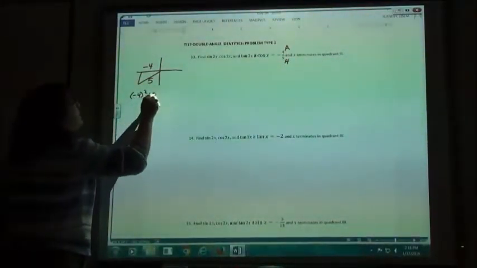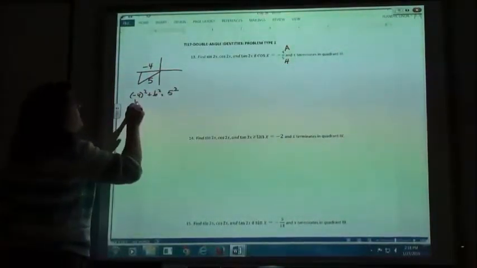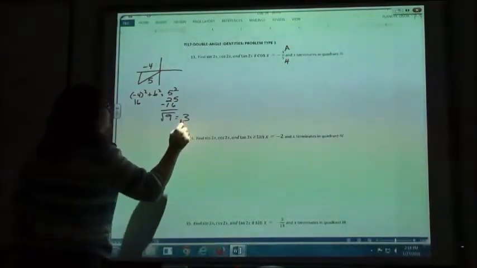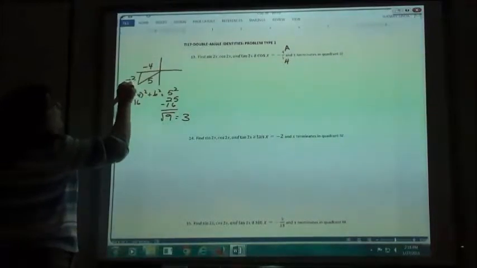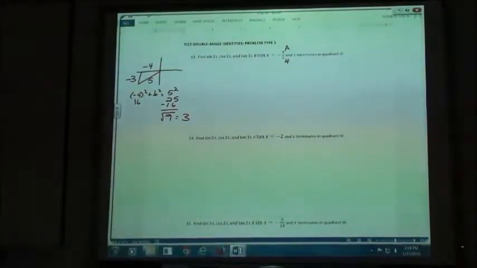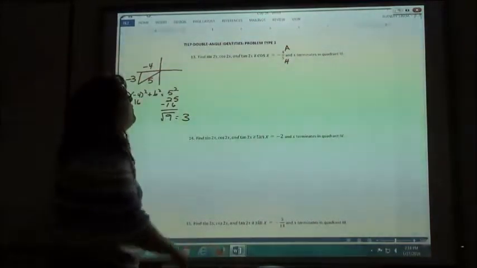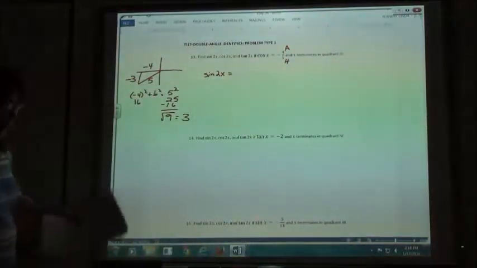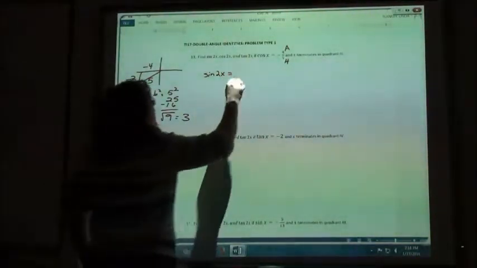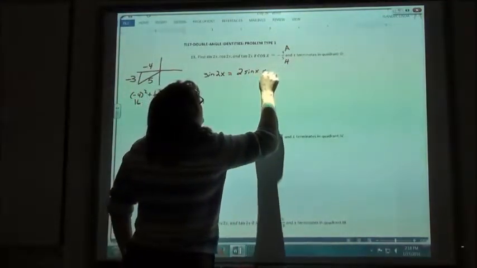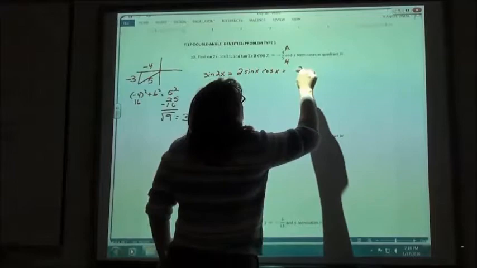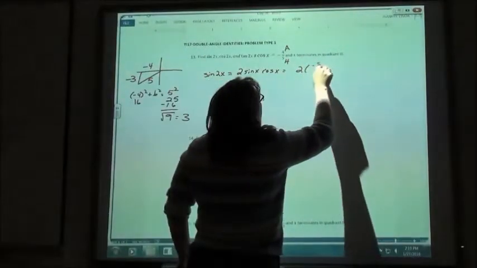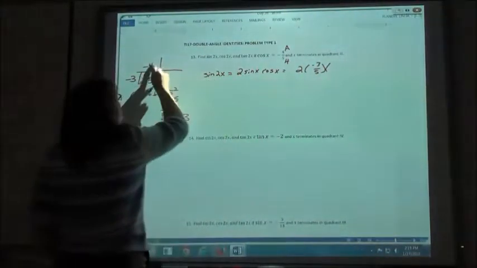Negative 4 squared plus b squared equals 5 squared. This is 16, this is 25. We subtract, we get 9. The square root of 9 is 3. This is going down, so I would have a negative 3 for the length of that side. So, using 3 different formulas, starting off with the sine of 2x. If you look that up on your paper, sine of 2x is 2 sine of x cosine of x. So I'm going to have 2 times the sine, which is negative 3/5, times the cosine, which is negative 4/5.